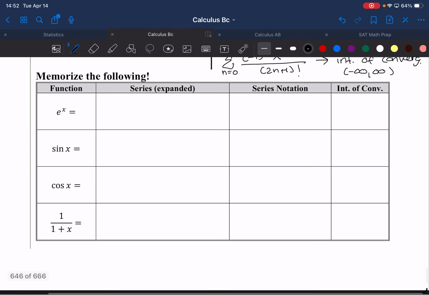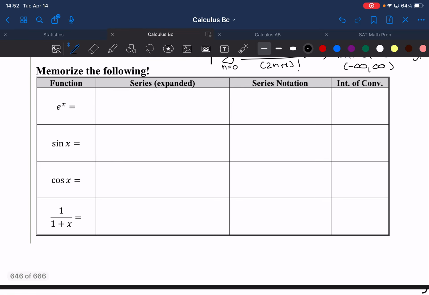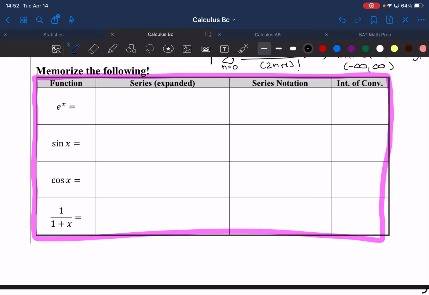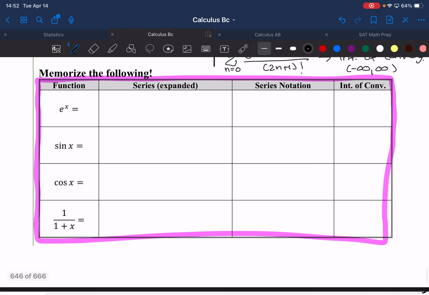Okay, we already did the first 2. Notice with cosine, the main difference is it's going to start at 1 instead of x. And then instead of all our exponents being odd, now our exponents are going to be even. And then this last one, 1 over 1 plus x, we're going to look at something similar on the next example. So these are the series expansions for each. Then the series notations.